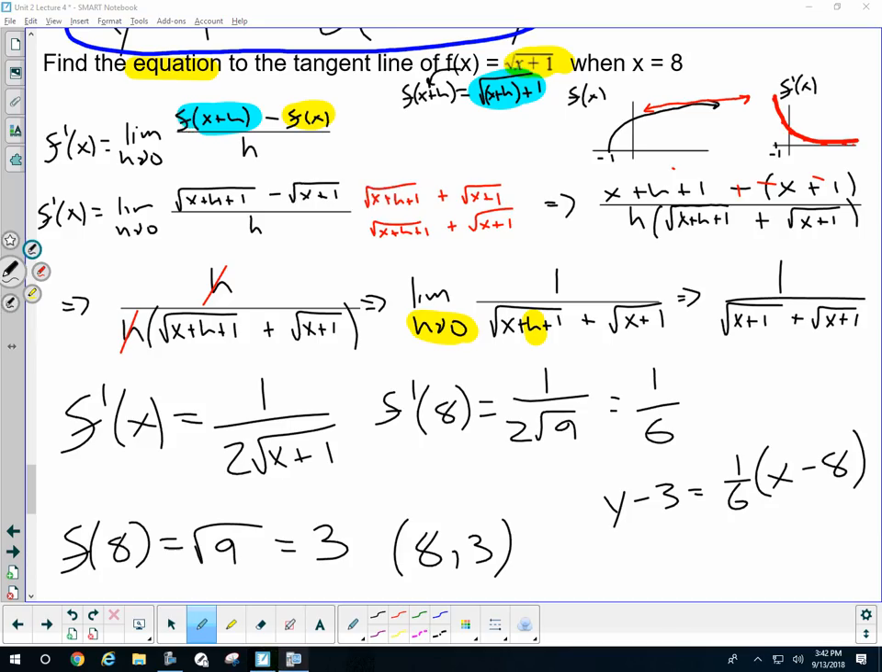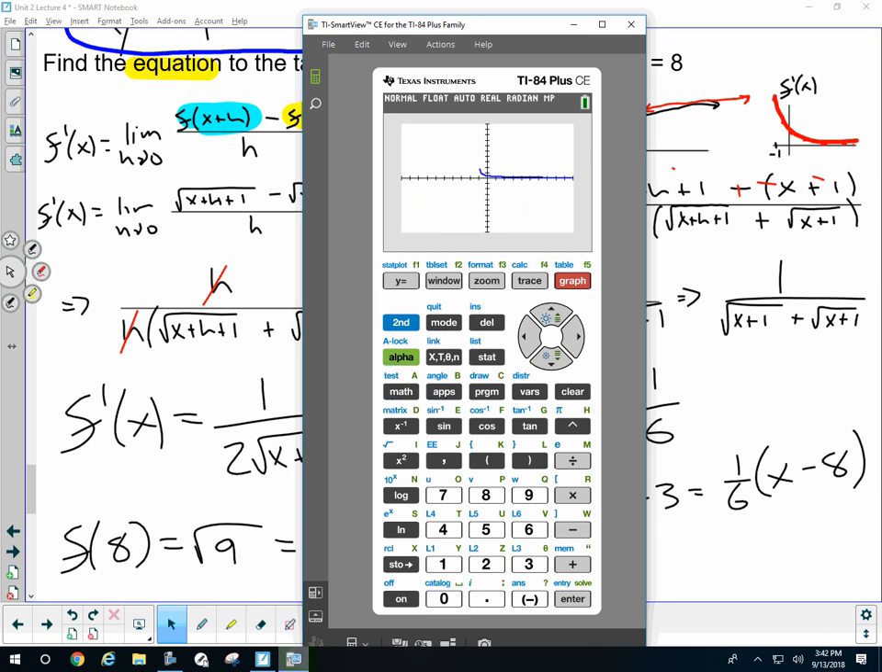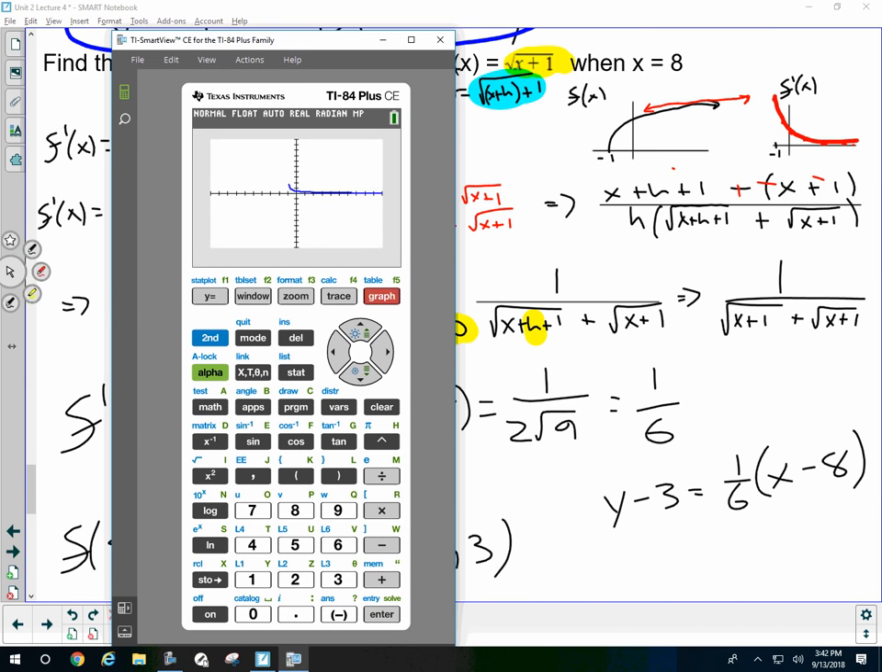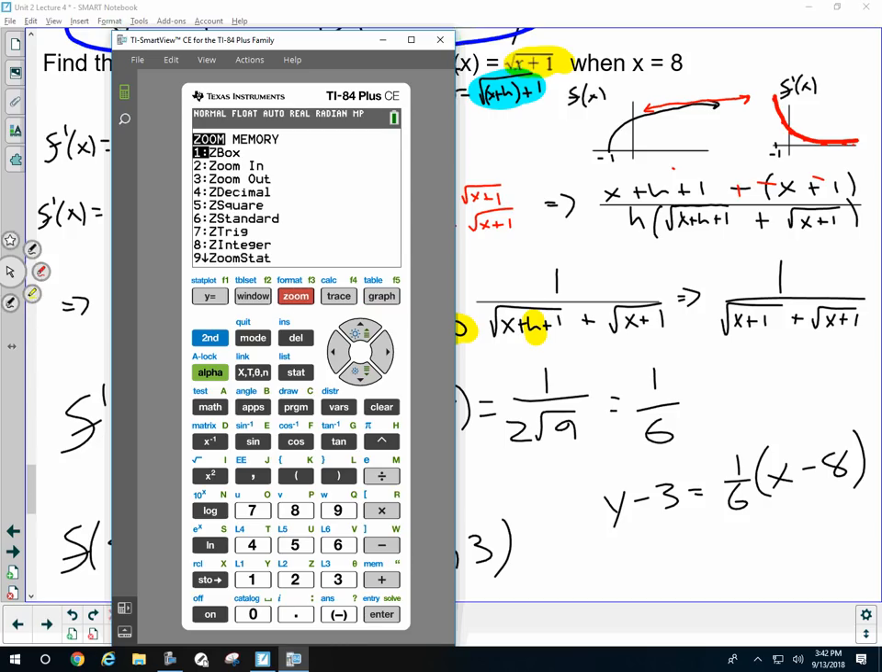Okay? Just for my friends on YouTube, we can graph as well. Y equals root x plus 1, and y equals 1/6 x minus 8. Don't distribute, just add 3. Isn't that great? I wish I could zoom, I mean, I can change my window just to see it a little bit better. Let's focus on -2 to 20.